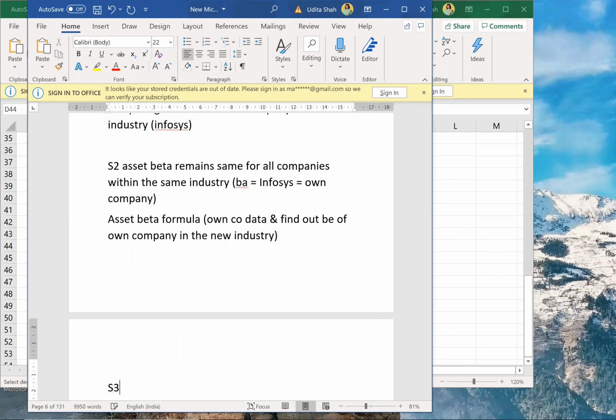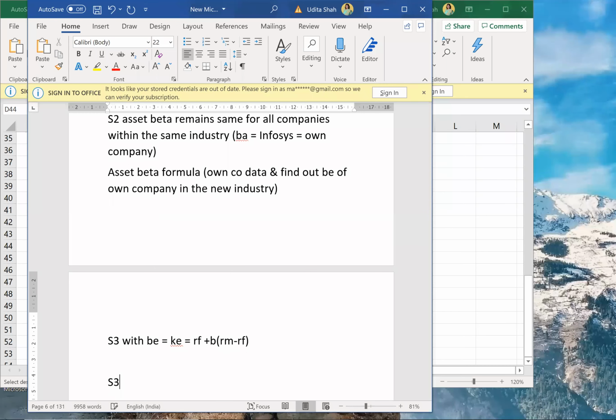Correct? So now step 3, once you have got the beta of equity, you will calculate K, because K equals RF plus beta into (RM minus RF). And once you have calculated K, you will calculate your WACC.